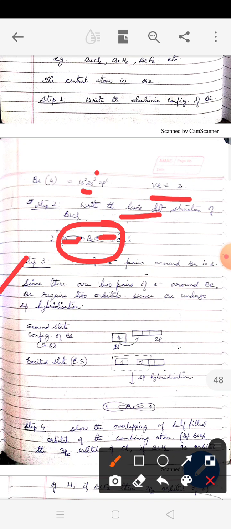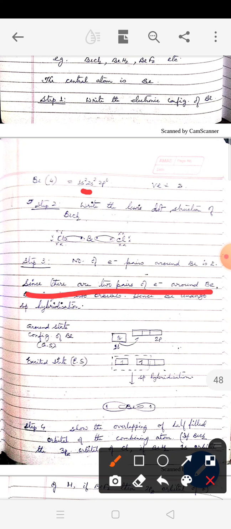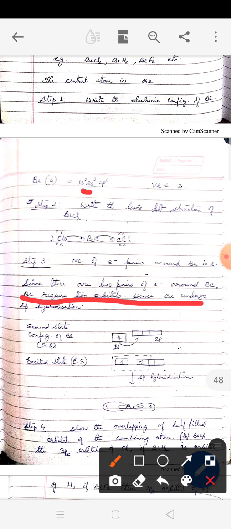So this step 3 is very important. You can see the way we have written here: since there are 2 pairs of electrons around beryllium, beryllium is sp hybridized, or beryllium will undergo sp hybridization. So if this step is not clear to you, you cannot go ahead with the remaining steps. Now let us follow the steps. I have written here the ground state configuration of beryllium, as you can see here.